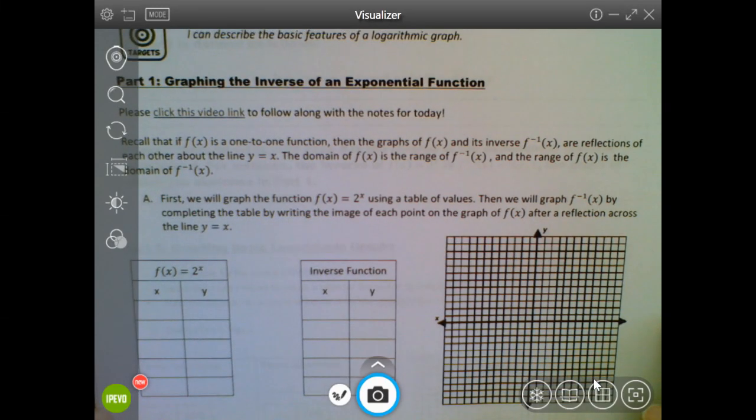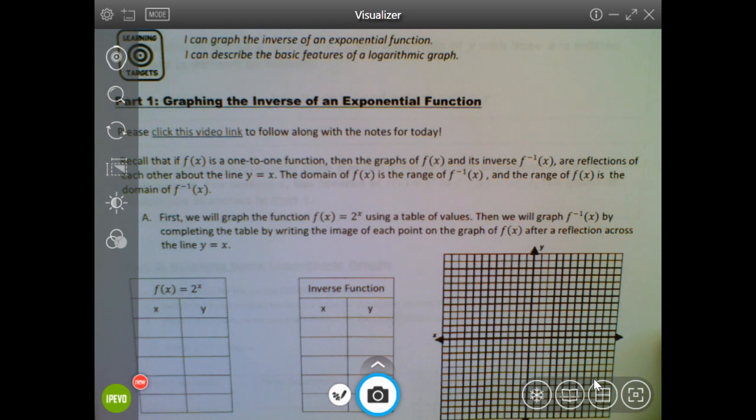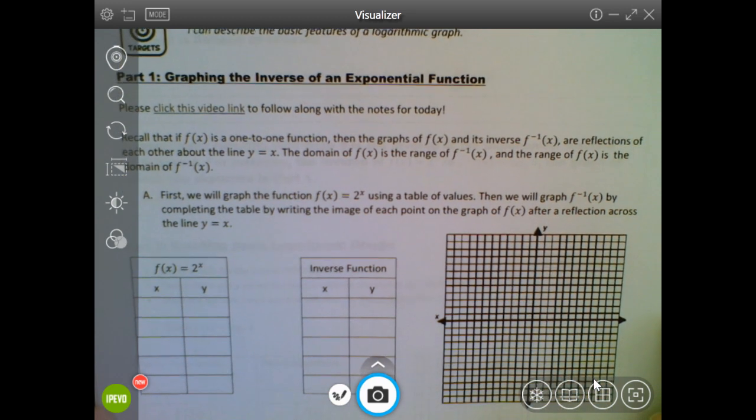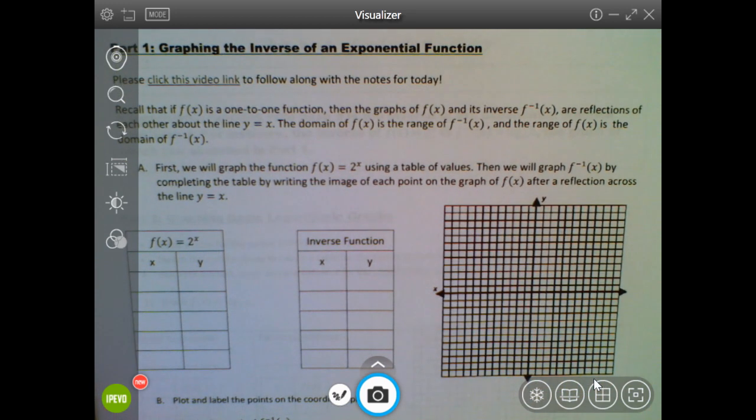Today's learning targets are: I can graph the inverse of an exponential function, and I can describe the basic features of a logarithmic graph. So yesterday you learned about what a logarithm was, and today we're going to be talking about how to graph them. So we're going to start with some review.